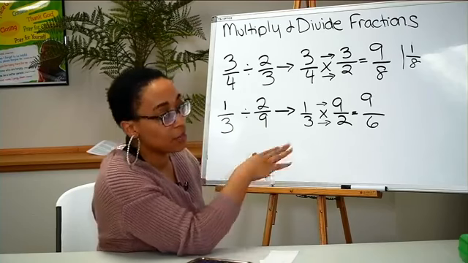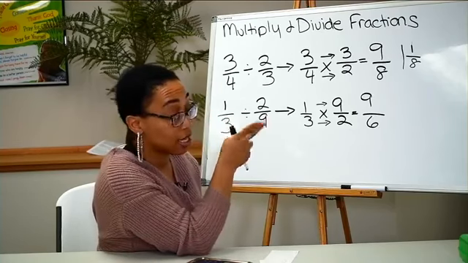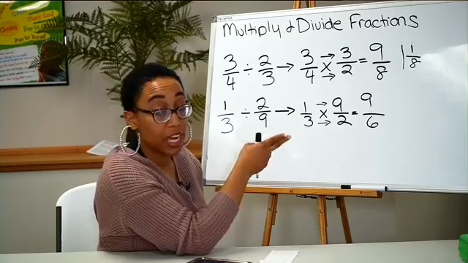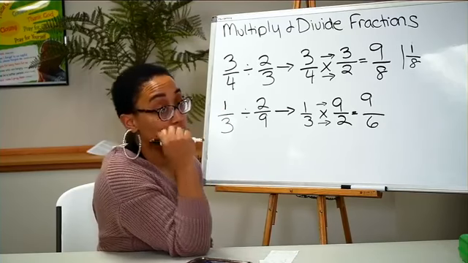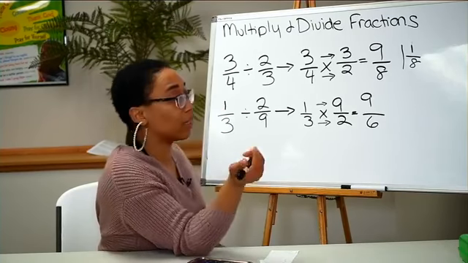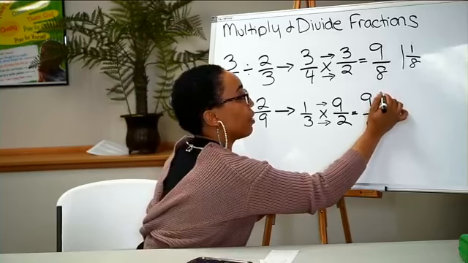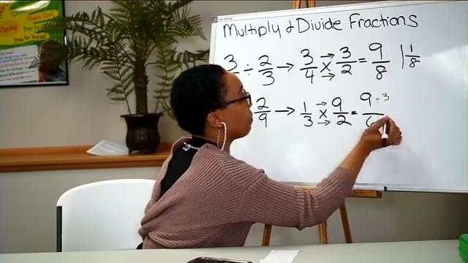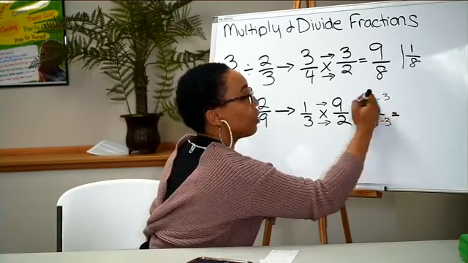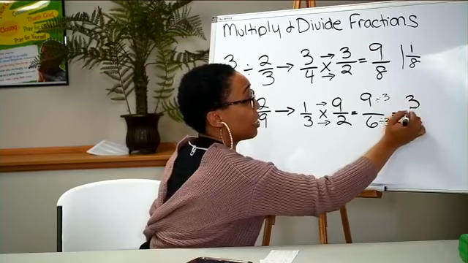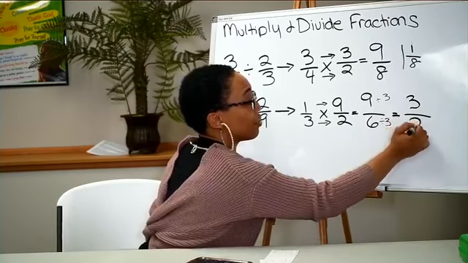You can. I'm just choosing to reduce it because I can see right now that if I divide both numbers by 3, it will reduce until I can't reduce anymore. Okay? So we're going to divide by 3. What you do to the top, you have to do to the bottom. 9 divided by 3 is 3. 6 divided by 3 is 2.